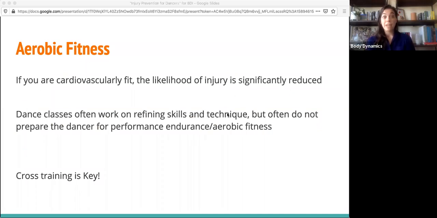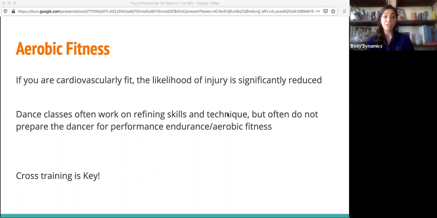So aerobic fitness, it's well known that increased cardiovascular fitness decreases the likelihood of injury. Unfortunately, though, dance classes rarely emphasize that. So you sort of need that performance endurance, but classes aren't necessarily targeting that. So they stop and go. Maybe your exercise at the bar is 32 counts, and then you stop, and then you go again. But a performance piece is 3 to 5 minutes, or a lot of the times even longer than that.